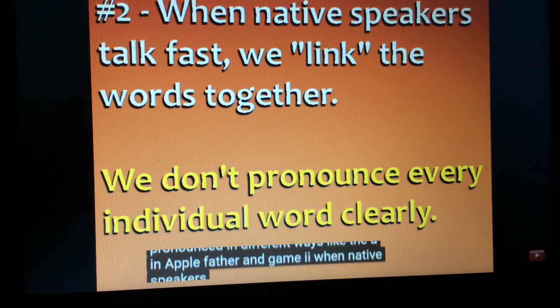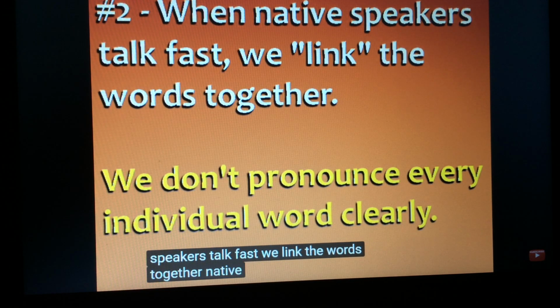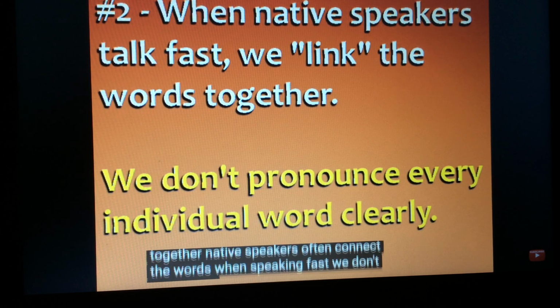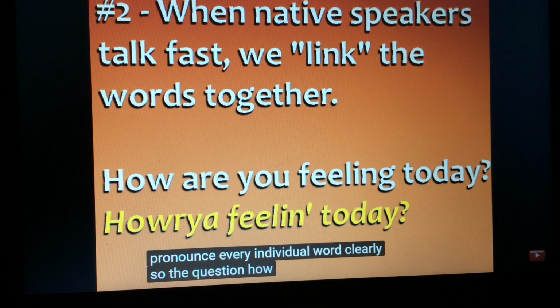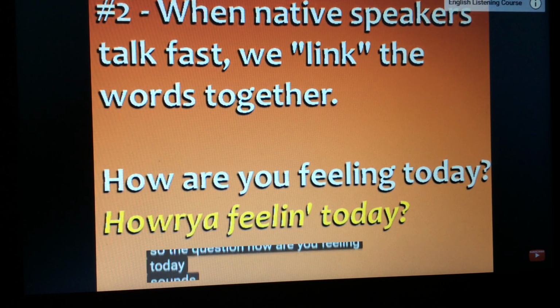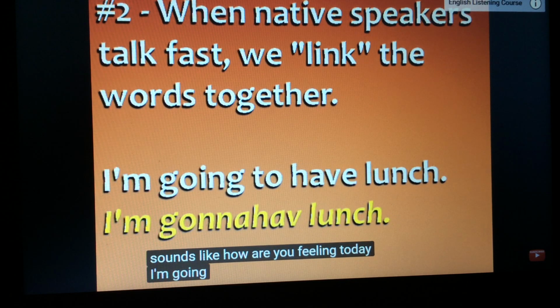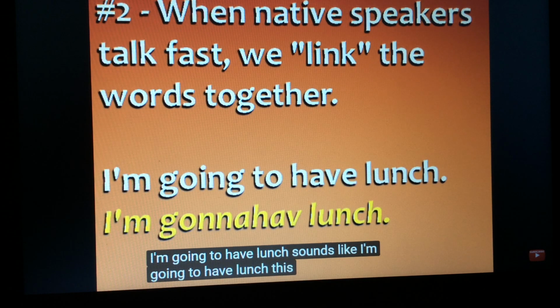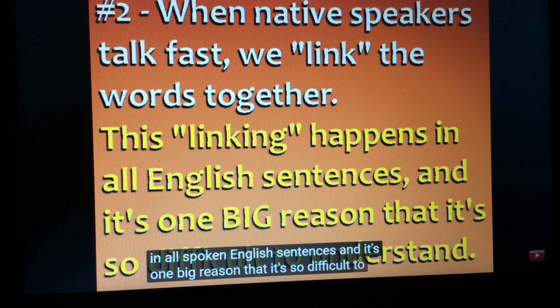Second, when native speakers talk fast, we link the words together. Native speakers often connect the words when speaking fast. We don't pronounce every individual word clearly. So, the question, "How are you feeling today?" sounds like, "How are you feeling today?" "I'm going to have lunch" sounds like, "I'm gonna have lunch." This linking happens in all spoken English sentences, and it's one big reason that it's so difficult to understand.